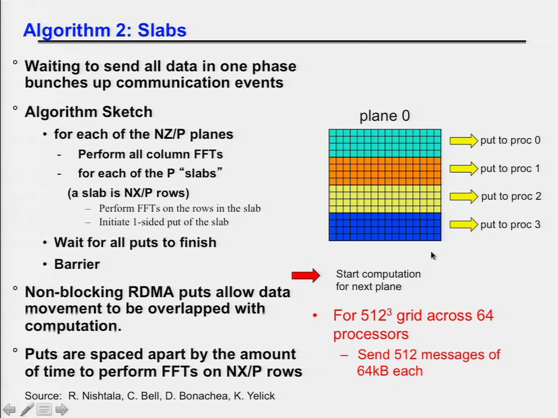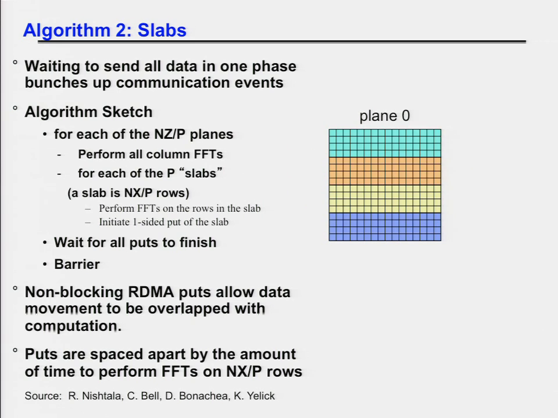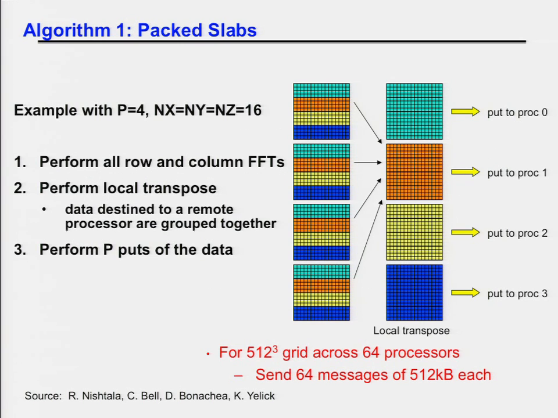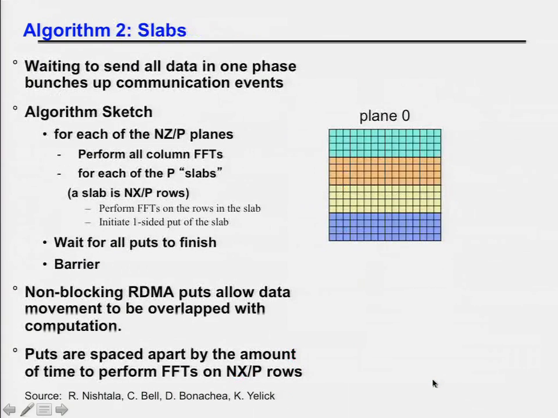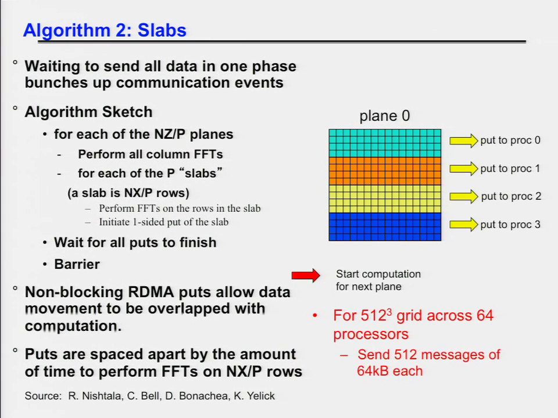And so if I count messages and bandwidths and all of that, for a much bigger grid, 512 cubed, 64 processors, I'm going to be sending the same amount of data, but now it's going to be 512 messages instead of, so on the previous slide, I had 64 messages of size 512K. And now I'm going to have 512 messages of size 64K.